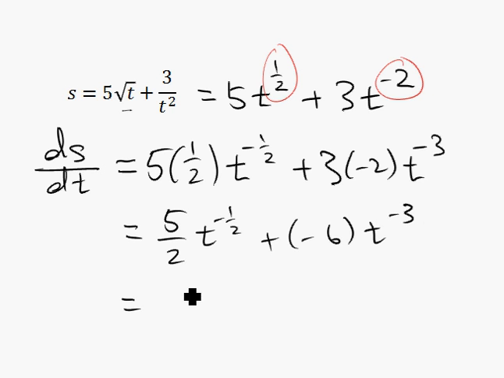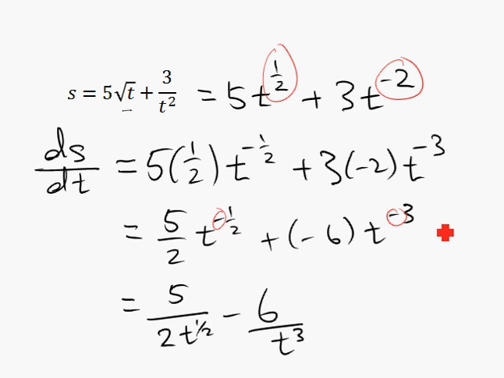There's more to do here. You can't leave your answer like that. So this is t to the power of minus half, which means that this can go into the denominator. So it's 5 over 2 t to the power of half. This is minus 6 over t to the power of 3, because you can see that both of them have a negative power, as you can see here. There's a negative here and there's a negative here. So if it's a negative power, you bring it down to the bottom of the denominator like this. So this is your final answer.